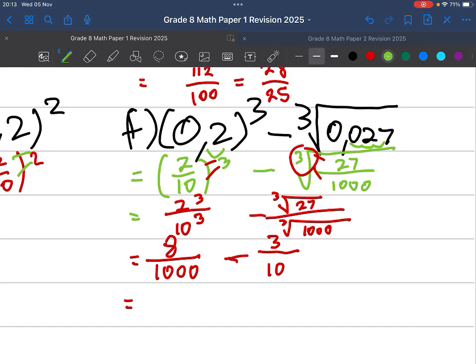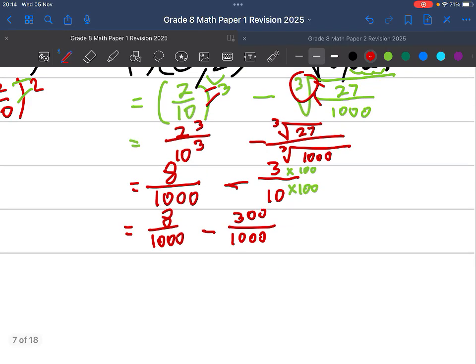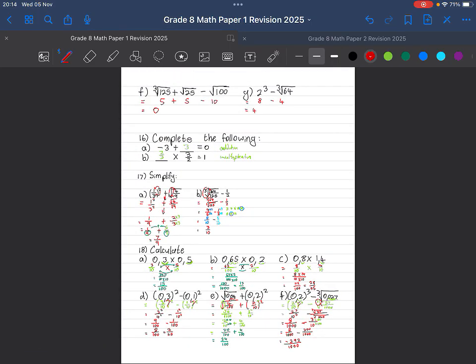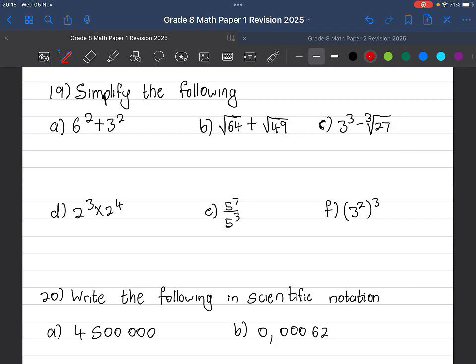we can't work that out because they're not the same denominator, so you make them the same denominator, times 100, so you'd have 8 over 1,000 minus 300 over 1,000, and your final answer here will be minus 292 over 1,000. These can be simplified further. I just didn't, but they can. And they should be simplified further. Let's go ahead and simplify the next question.